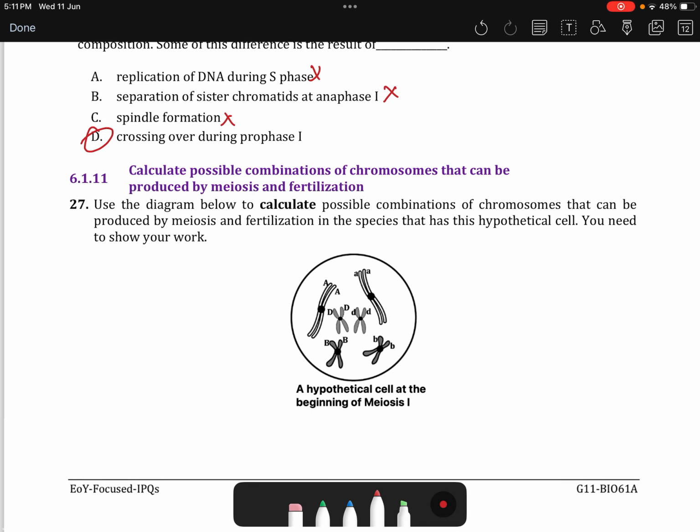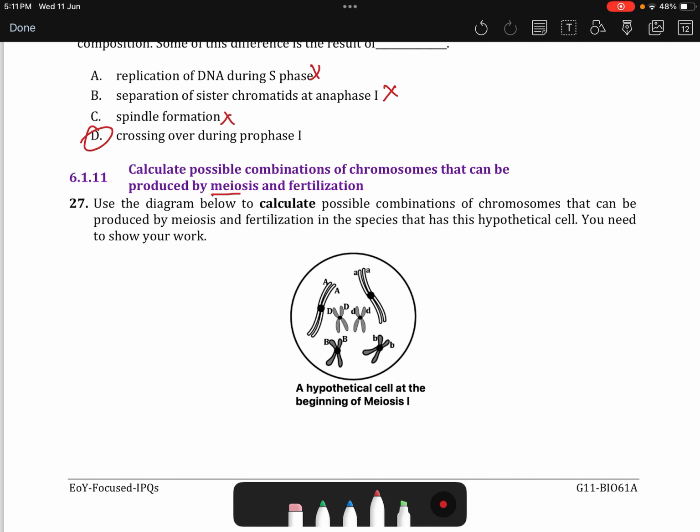Calculate the possible combinations of chromosomes that can be produced by meiosis and fertilization. Use the diagram. It's a hypothetical cell at the beginning. So how many pairs do we have here? 3, right? There are 3 homologous chromosomes. So you have to look at the homologous chromosomes. This is homologous chromosome 1, this is 2, and this is 3.